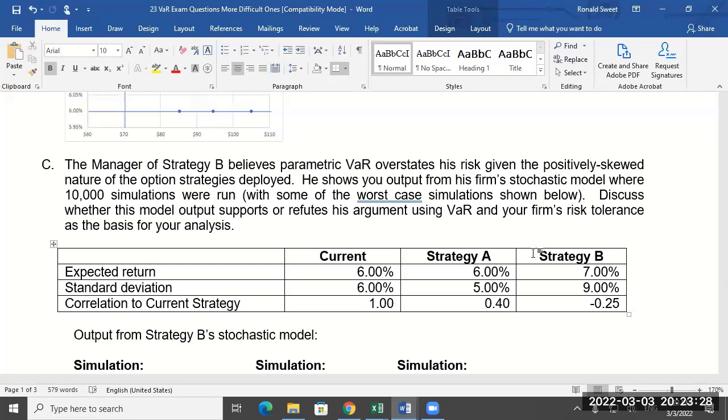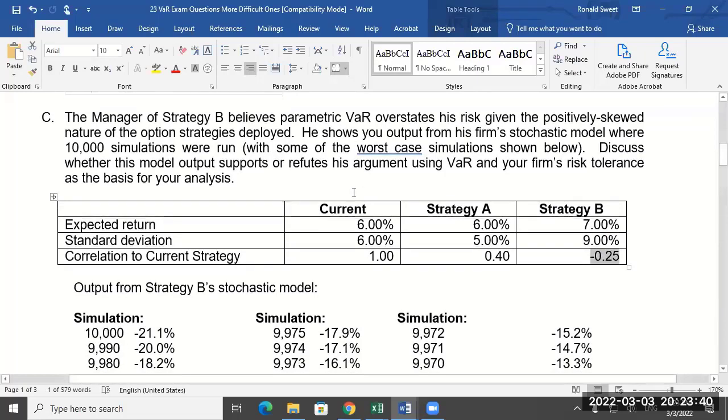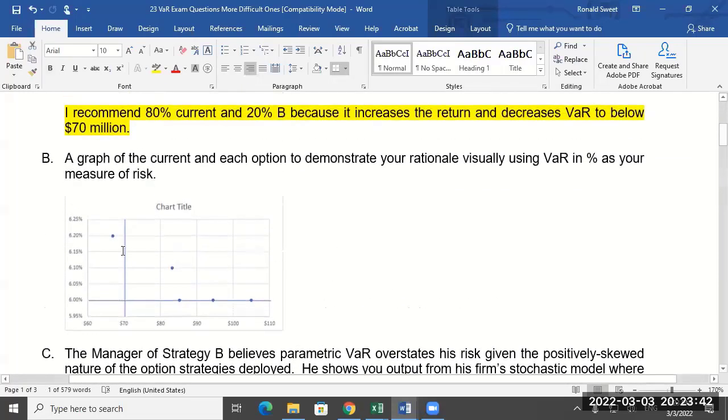But all right, I just wanted y'all to be really skeptical of correlation numbers. They're so central to everything that we do in finance. All right, any questions on that?